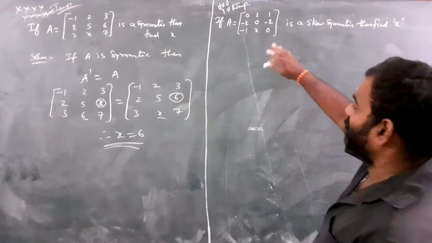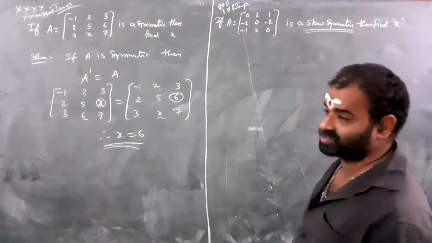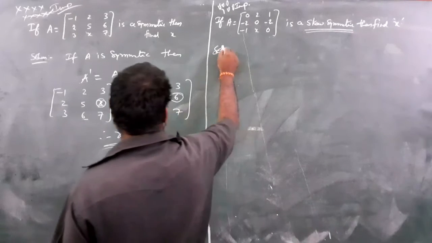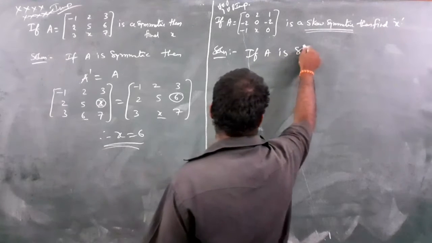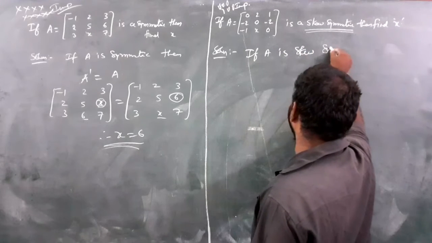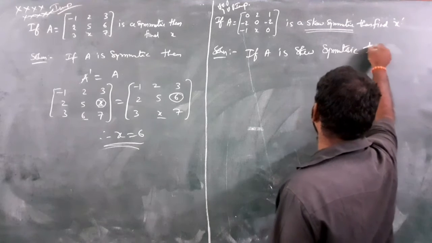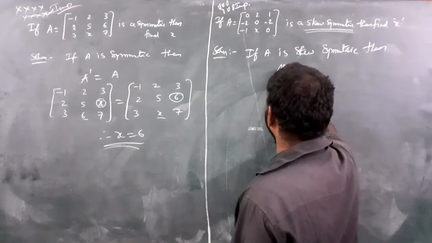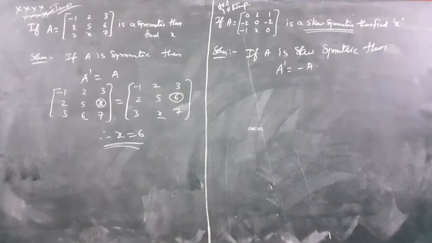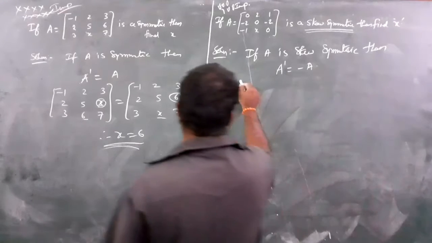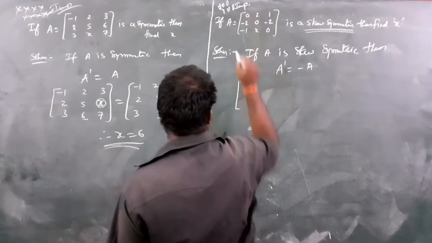In the same way, what does this problem become? It is a skew symmetric. What is it? Skew symmetric. So solution. If capital A is skew symmetric, then A dash is equal to minus A. Then what happened? A dash equal to minus A. So what is A dash? What is A dash here?